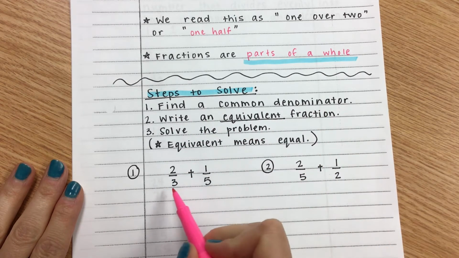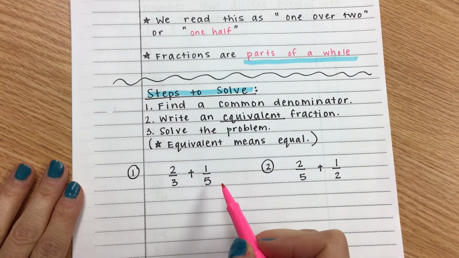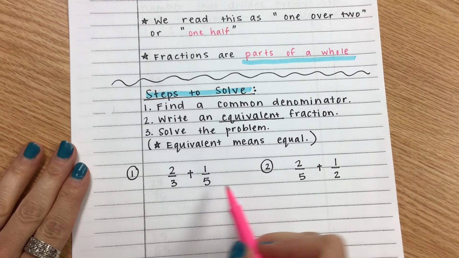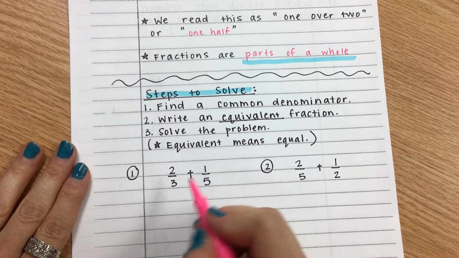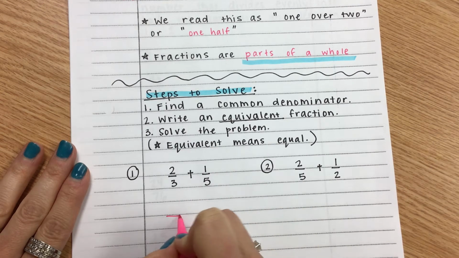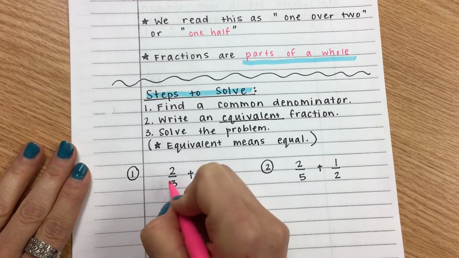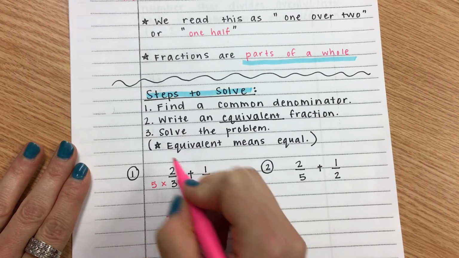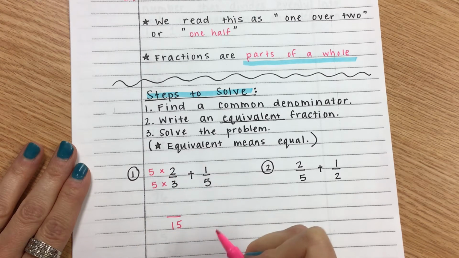So what's a number that 3 and 5 can both go into equally? Well, I'm looking at 15. I know that 3 can go into 15 and 5 can go into 15. So I'm going to rewrite this problem over 15. So what am I multiplying 3 by to turn it into 15? I'd multiply it by 5. What I do to my denominator, I have to do to my numerator. So 2 times 5 gives me 10.